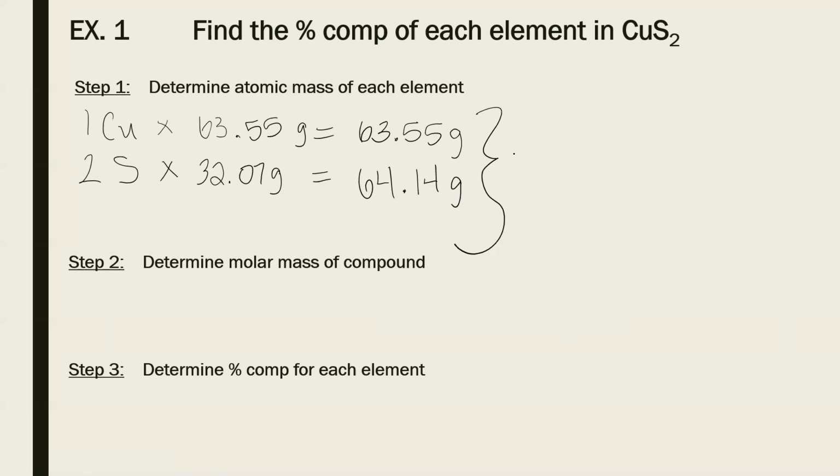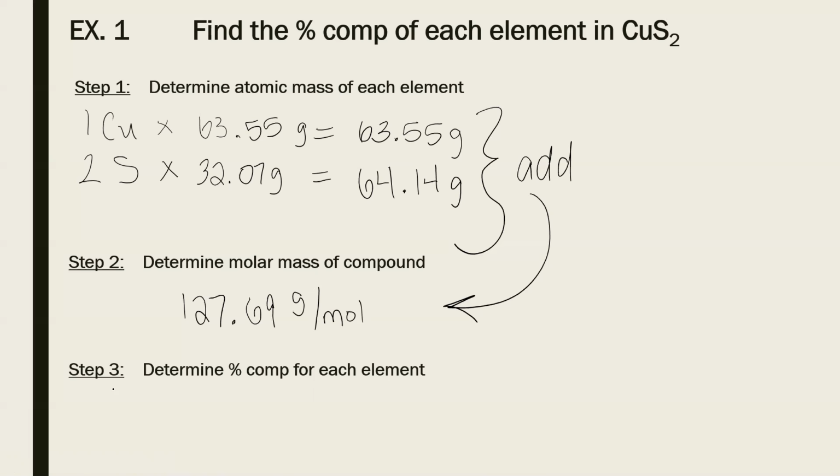So 63.55 plus 64.14 is the molar mass of the compound. You should be used to that because you were doing that for stoichiometry, the molar mass of the unknown and the known. Watch that though, because that is something that's very easy to mistake. Make sure you check your math. So I add those together and I get 127.69, like I said, 2 decimals if you can, grams over moles, molar mass. Okay? The last step is to determine the percent composition for each element.